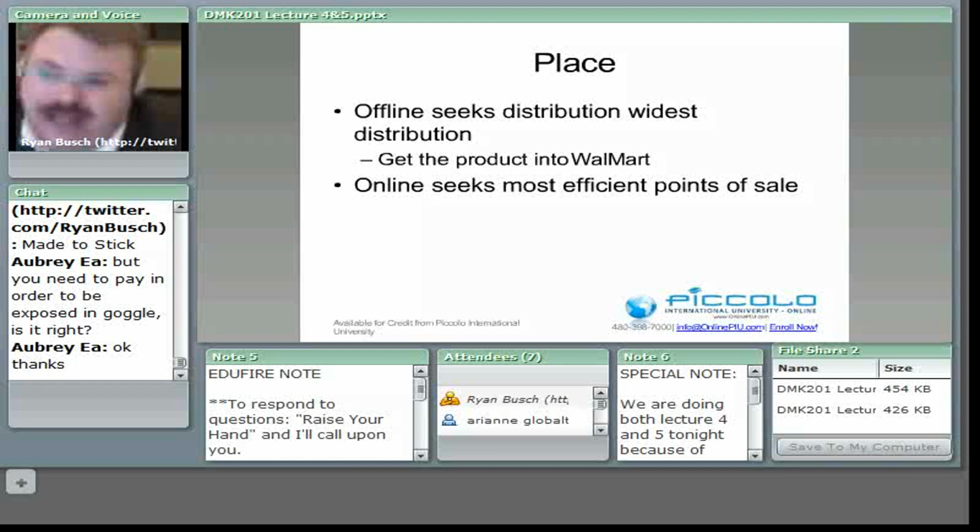This is certainly an element of place in terms of online efficiency. So it's important to consider, is it efficient for me to actually be paying to be on that side of that Google search? Or is it more efficient for me in my communications mix, my promotion mix, to focus on getting into that organic section?